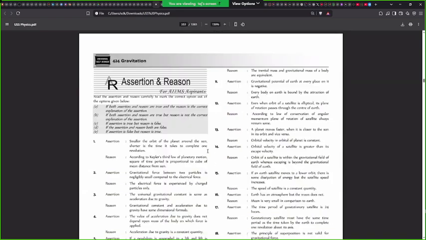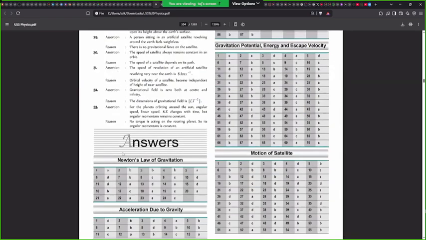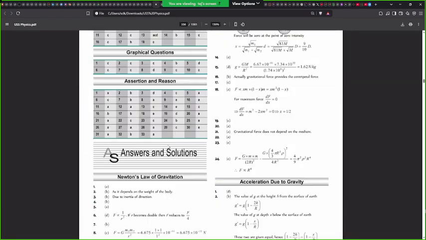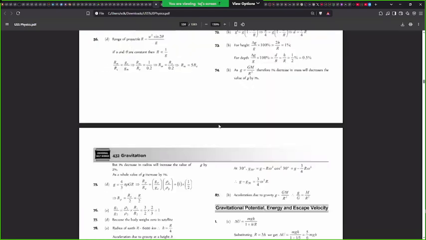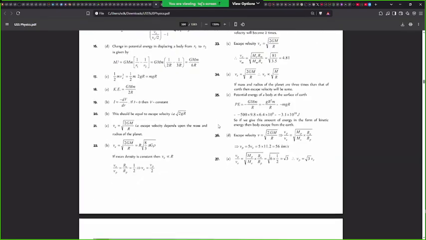Scroll down here. You will find, guys, this is called the answer. This is called the solution. And you find your solutions here. You will find solutions under critical thinking here. Where is the critical thinking? 1 minute.